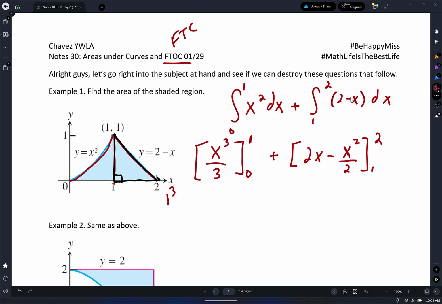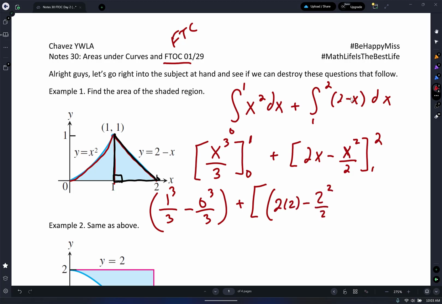And then I'm just going to do upper minus lower. So I'm going to go 1 to the third power over 3 minus 0 to the third power over 3. That's just doing upper minus lower. Plus, bracket, I'm doing upper minus lower. 2 times 2 minus 2 squared over 2 minus 2 times 1 minus 1 squared over 2. Why are you showing so many detailed steps? Because I want you guys to see what's up. Nothing crazy? Okay.